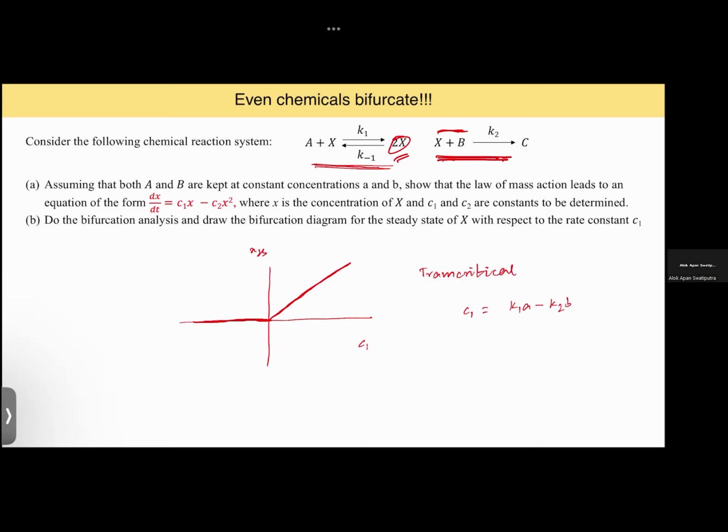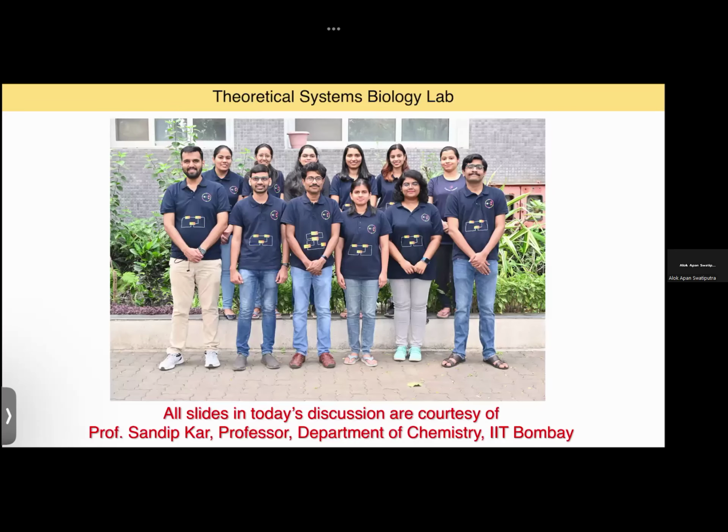Now, I must acknowledge my professor because the slides we'll be using in the discussion today are from him. It was part of the course which he had taken. And this is the lab where I worked on my MSc project. So if you see this one, he is Professor Sandeep Kar, and I worked with him. And these are my other lab mates. It's a pretty good lab. So any one of you, if you want to join either for MSc or postdoc, hopefully I can inspire you at least towards systems knowledge.